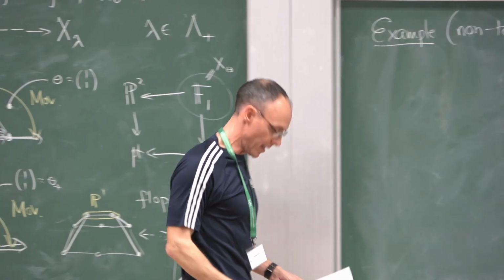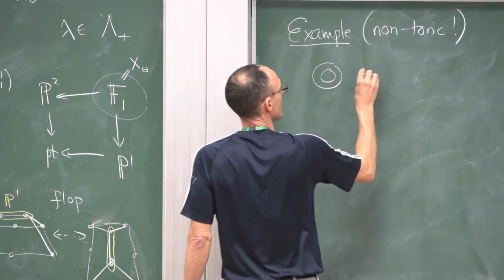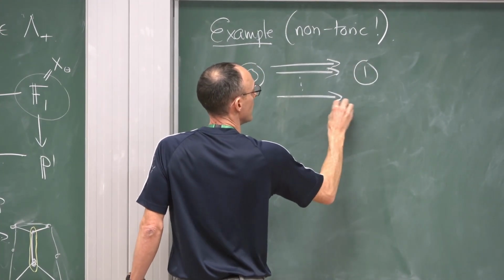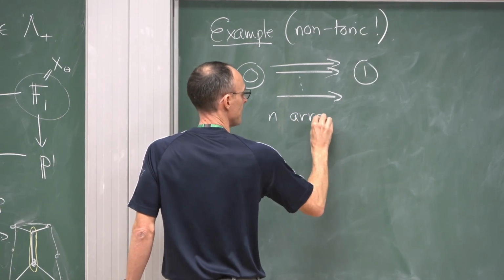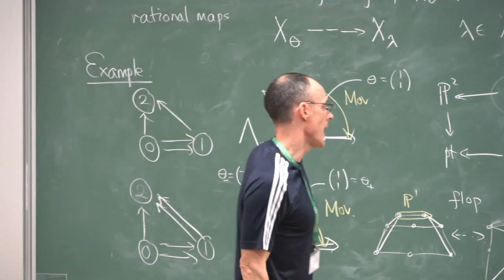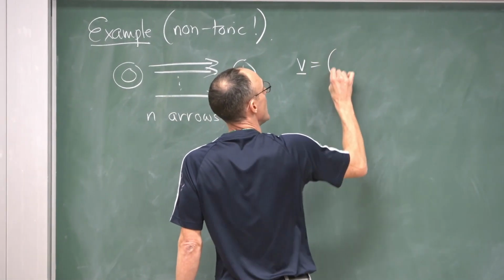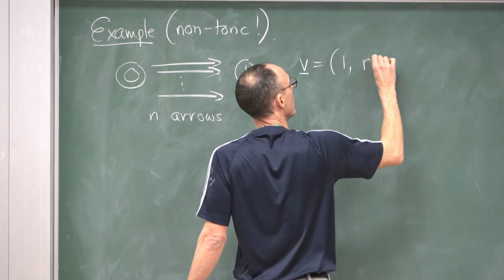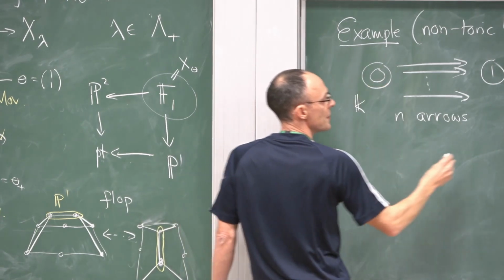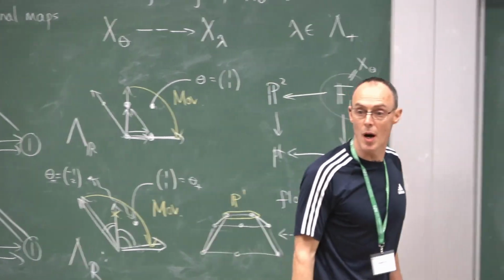So what are we gaining? The example's very simple and very natural. I take two vertices and n arrows for some n. And the dimension vector, which I also have to choose, I'd like to put dimension 1 on 0 and dimension r on the second guy. And I'm going to assume r is less than n.